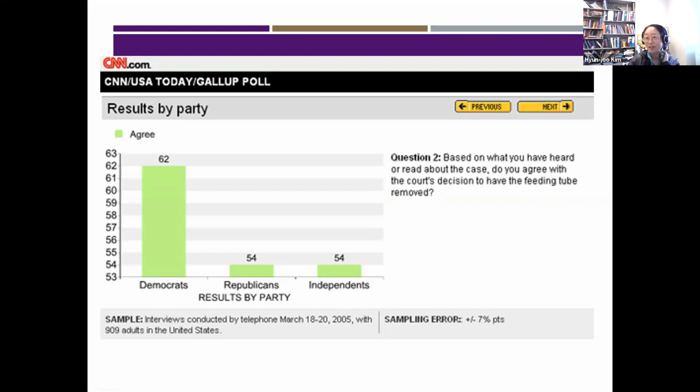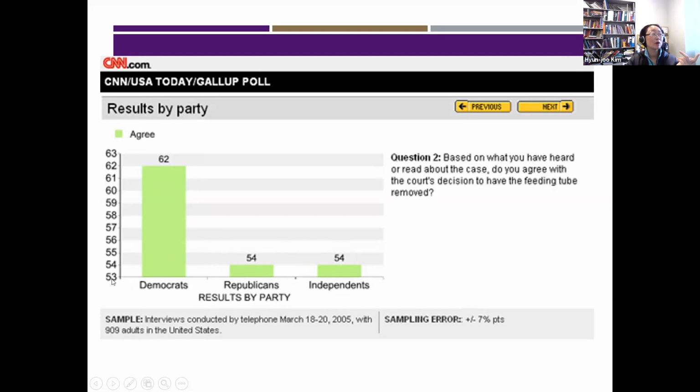CNN also did a similar thing. So this is the question: based on what you have heard or read about the case, do you agree with the court decision to have the feeding tube removed? So there's the Democrats' opinion, Republicans' opinion, and independents' opinion. Just looking at that, what can you say? Your first impression is, wow, people really agree a lot more with the Democrats' position than the Republican and independent positions. So the difference is exaggerated.